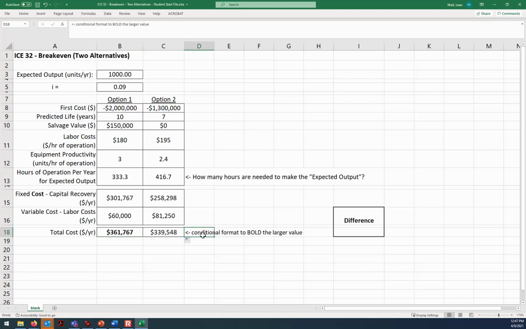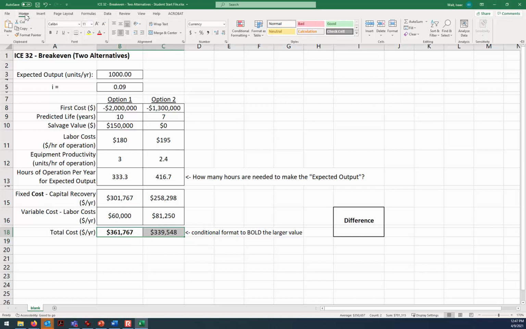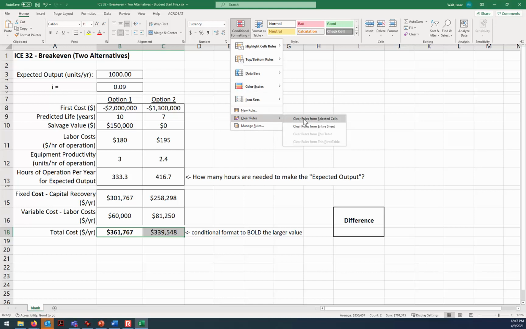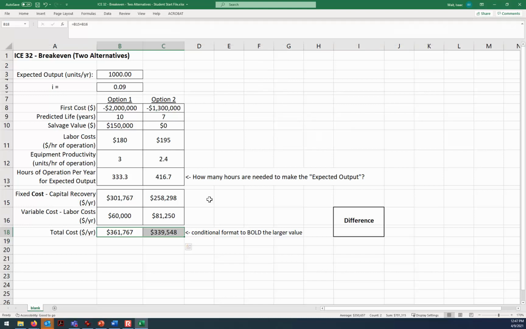So what this conditional formatting is set up to do right now, remember that I think I've demonstrated conditional formatting before. Let me clear the rule that's there now. We can have conditional formatting highlight the cheaper. Let's do it that way just for contrast. The cheaper option is highlighted.